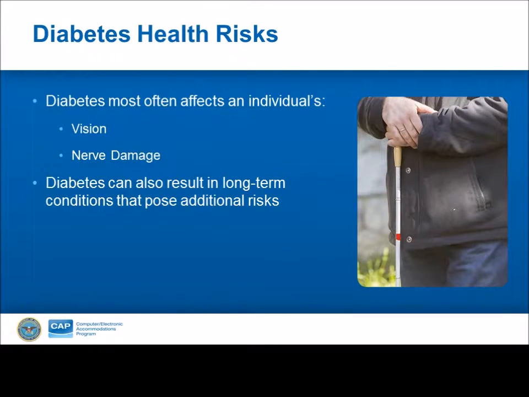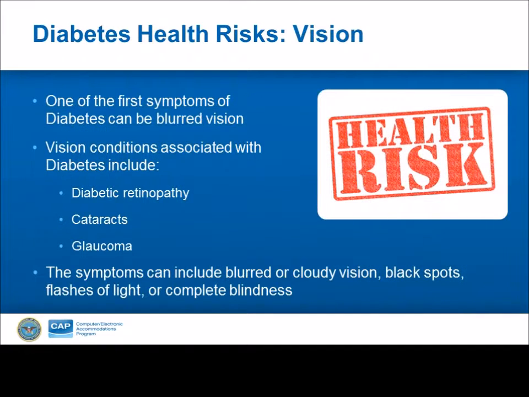Now that we've discussed the different types of diabetes, let's move on to some of the health risks associated with diabetes. Some major health risks include vision limitations or blindness, nerve damage resulting in pain, numbness, or tingling, as well as other long-term conditions that can pose additional health risks. Blurry vision can be one of the first symptoms of diabetes. There are several vision conditions associated with diabetes, including diabetic retinopathy, cataracts, and glaucoma. The symptoms of these conditions can range from blurred or cloudy vision to black spots, flashes of light, or complete blindness.